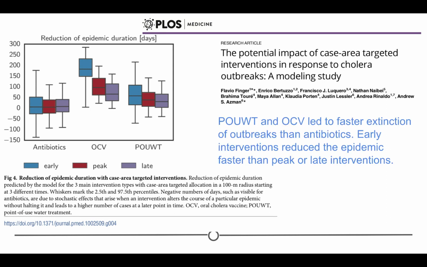From this, we can glean that the point of use water treatment and the oral cholera vaccine led to faster extinction of outbreaks than antibiotics. We know that because of where those boxes lie in comparison to each other. We can also see that the early interventions reduced the epidemic faster than the peak or the late interventions, because the blue boxes for the early intervention are always a little bit above the red and the purple boxes for the peak and the late intervention. You can read more about this article in PLOS Medicine if you're interested, but there's an example of a box plot out there in the wild.